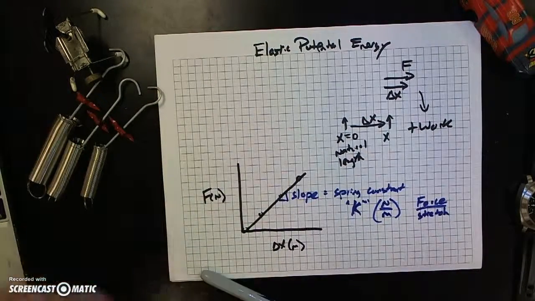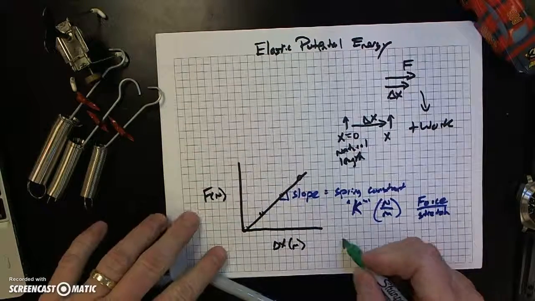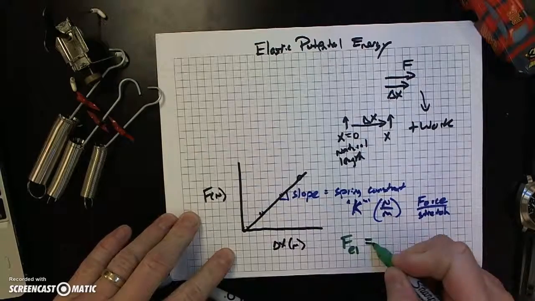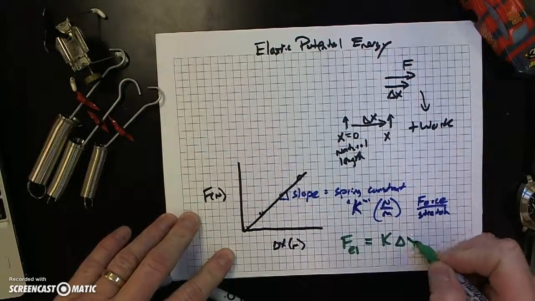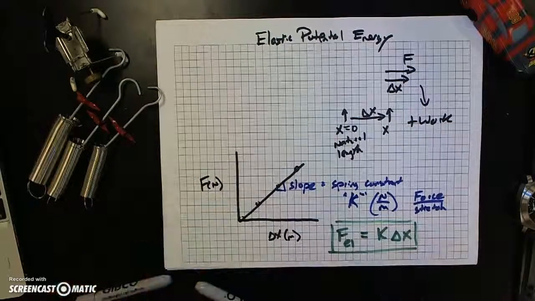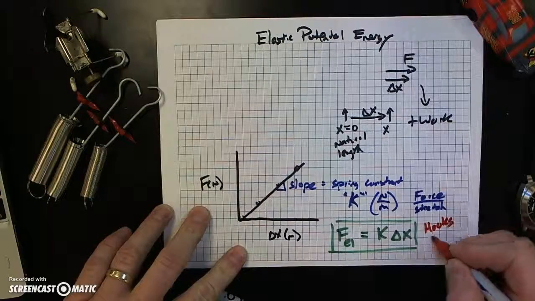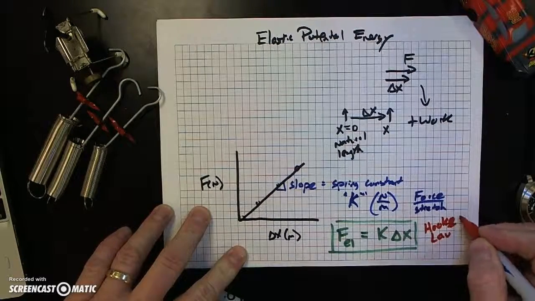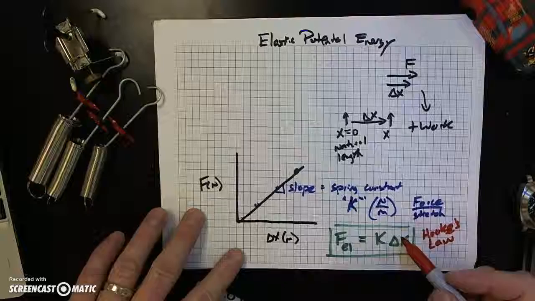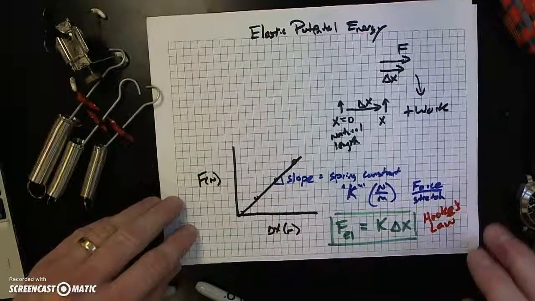This equation, if we write it out, would be the elastic force equals K delta x. And this right here is what we know as Hooke's law, after Robert Hooke. And it's not a law in the sense that it's always true. It's only true when something is able to spring back to its original shape.